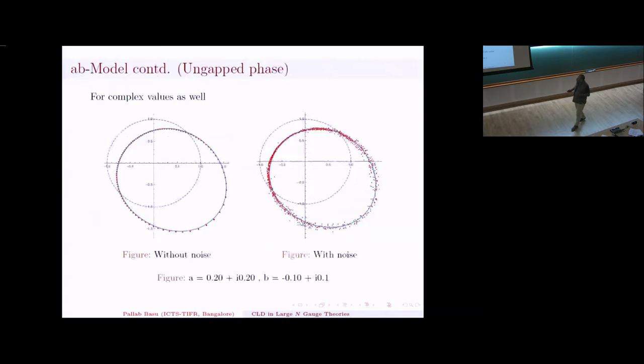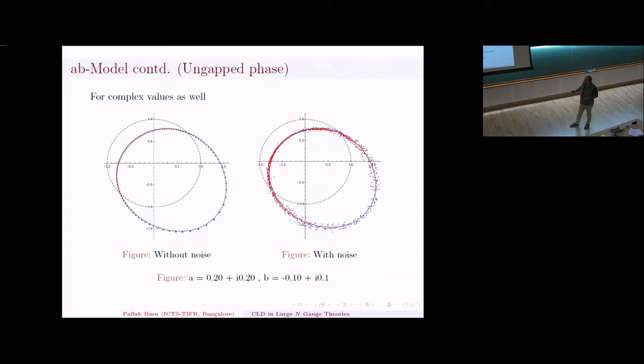Now, let us show some of our results for the last 10 minutes, or maybe a little less. As I have said, for our AB model the unitary saddle point actually moves away from the unit circle, and one can analytically find it. So this is a demonstration of this. This is the unit circle in the complex plane. This is the AB model with A equal to 0.20 plus something, and B some other value.